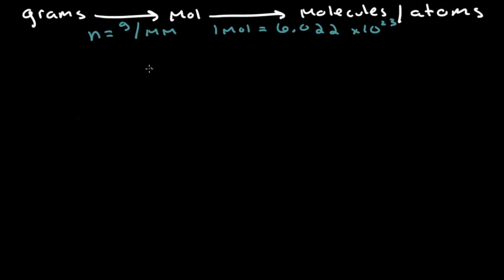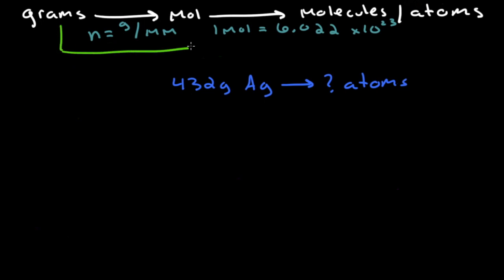And so let's do a problem where we're using this information. Let's say that we have 432 grams of something like Ag, which is silver, and we want to figure out how many atoms of silver that is. So to go from grams to moles, you're going to have to do this equation right here. And what we're going to do is take 432 grams and divide that by the molar mass, which is 108 for silver. And so that gives us 4 moles of silver, which is Ag.